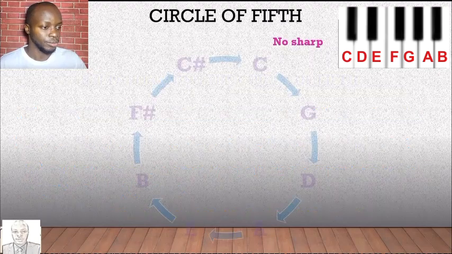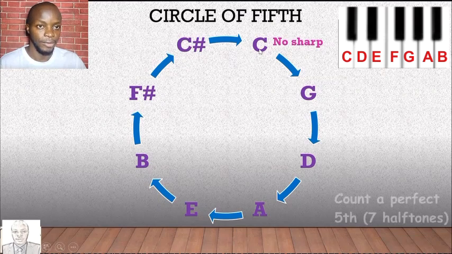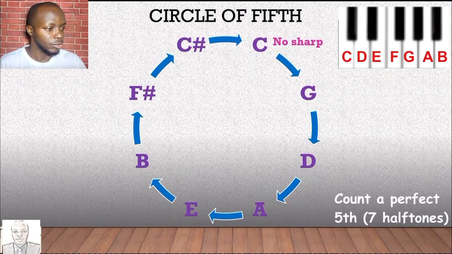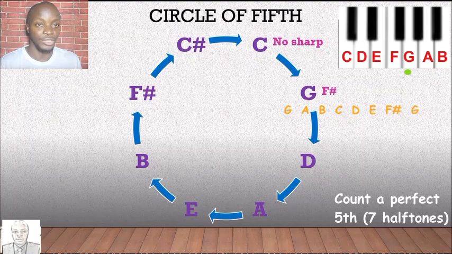Now, this is a circle. When you start from C, C has no sharp and no flat. When you count 5 notes from C, 1, 2, 3, 4, 5, you have G, and G has 1 sharp, and the sharp is F sharp, right? So on the scale of G major, you have G, A, B, C, D, E, F sharp, and G again.